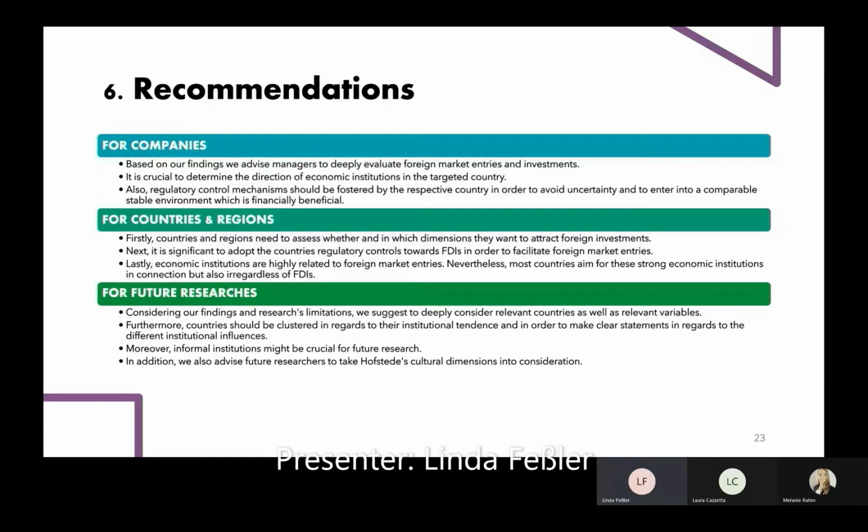Lastly, for future research, we suggest to deeply consider relevant countries as well as relevant variables. Furthermore, countries should be clustered in regard to their institutional tendencies in order to make clear statements in regard to the different institutional influences. Moreover, informal institutions might be crucial for future research as well. In addition, we also advise future researchers to take Hofstede's cultural dimensions into consideration.